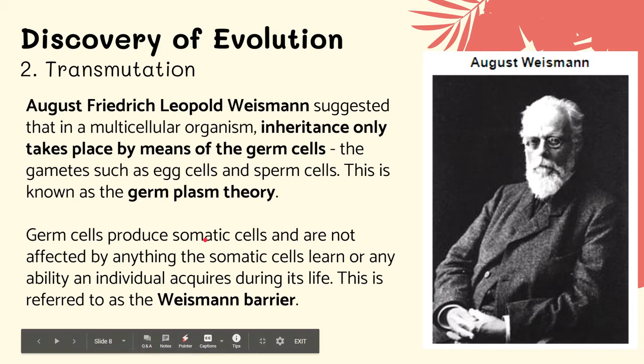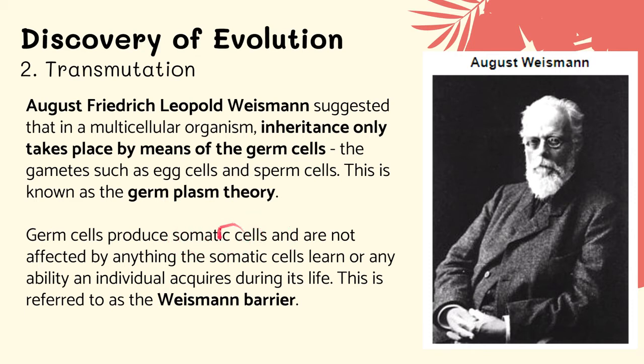So if the changes only happen in body cells, then they will remain in body cells. Only those changes or mutations that happen at the germplasm level, or at the germ cell level, such as egg and sperm, only changes in those types of cells can be inherited by the offspring.